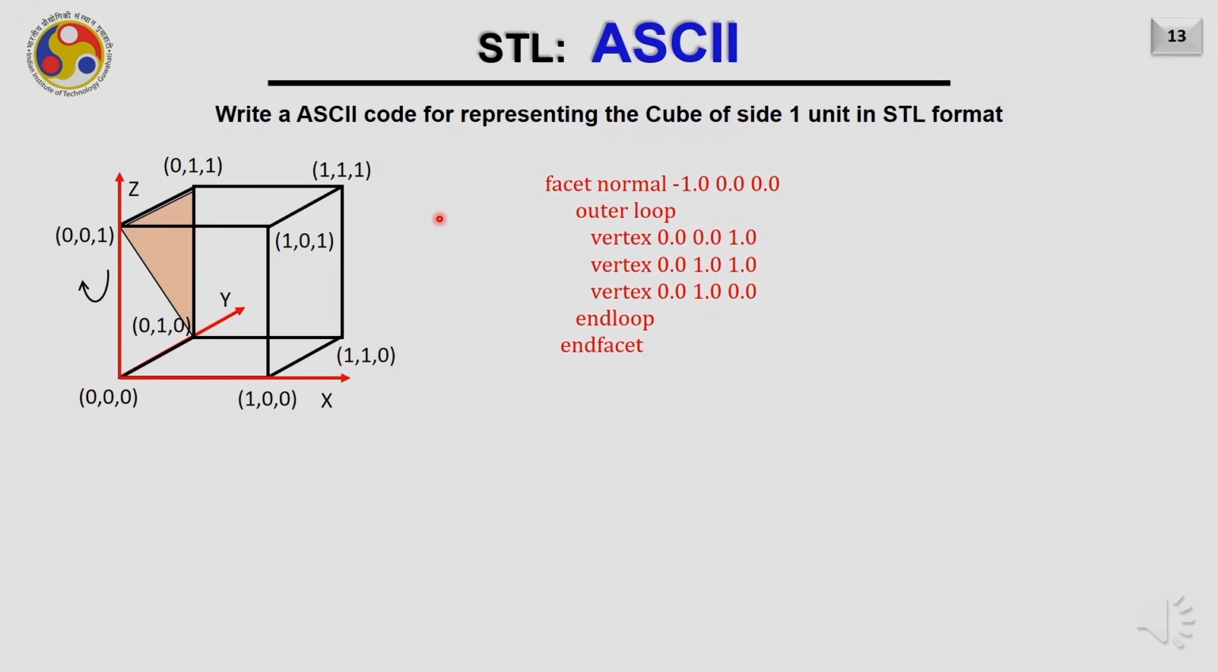Now this is the last triangle, and the facet normal is again along the minus x direction, hence it is minus 1, 0, 0. For the loop representing its vertices, if we start from 0, 0, 1, then we need to move in the counterclockwise direction. The next point will be 0, 1, 1, and the next point will be 0, 1, 0.